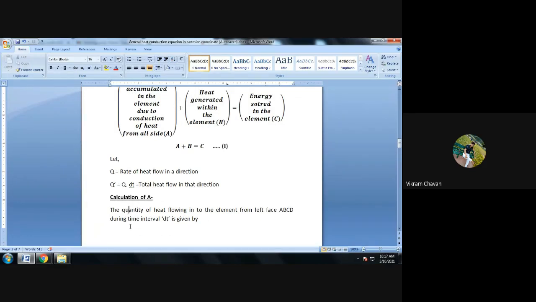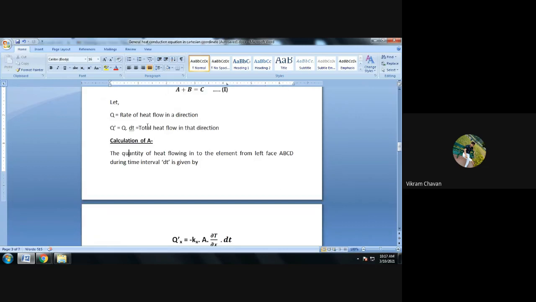First of all, we know what is meant by Q. Q is nothing but the rate of heat flow. By Fourier's law, Q is equal to K multiplied by A multiplied by dT divided by dx. That is the basic rule for conduction, Fourier's law.